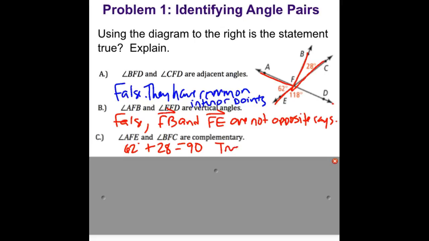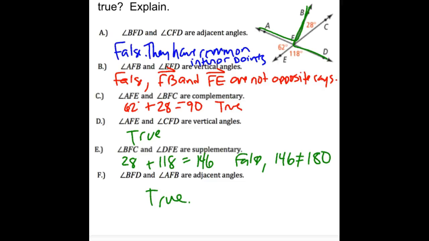this is true. Why don't you pause the video and try the rest of these on your own. You can now check your answers with mine. You should have gotten true for D, false for E, and true for F. All right.